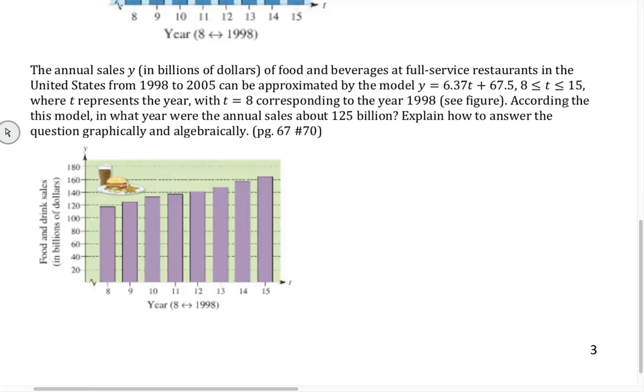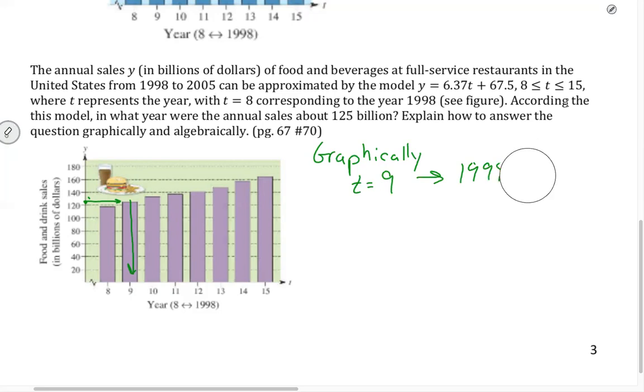Well, graphically, that's easy. So graphically, I go over here just like Mark did. All right, 125 is going to be right about there. And I'm just going to trace that over. I'm going to see that comes out to be 9. So I get t equals 9. So this is graphically. I got t equals 9. And that corresponded to 1999.